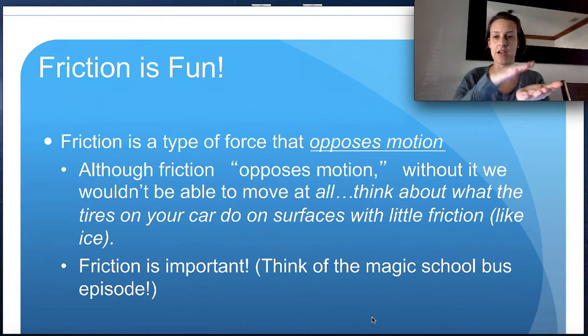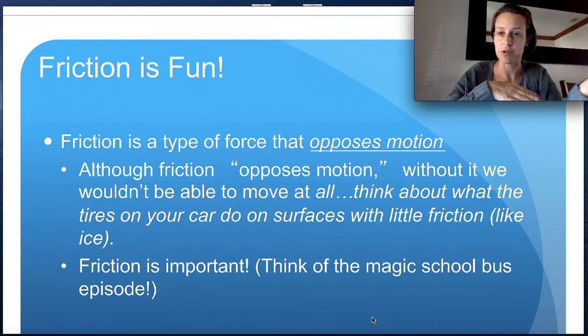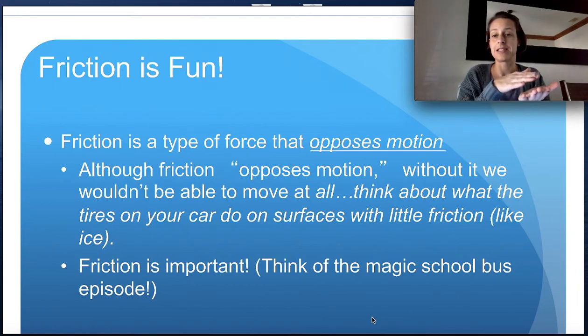We rely on that. When you set your foot down, you assume that you can push off to step forward, right? And that assumption is based on the fact that there would be friction between your shoe and the floor. If there wasn't, then you would just slide and you wouldn't be able to go anywhere. Okay, so friction is super important.